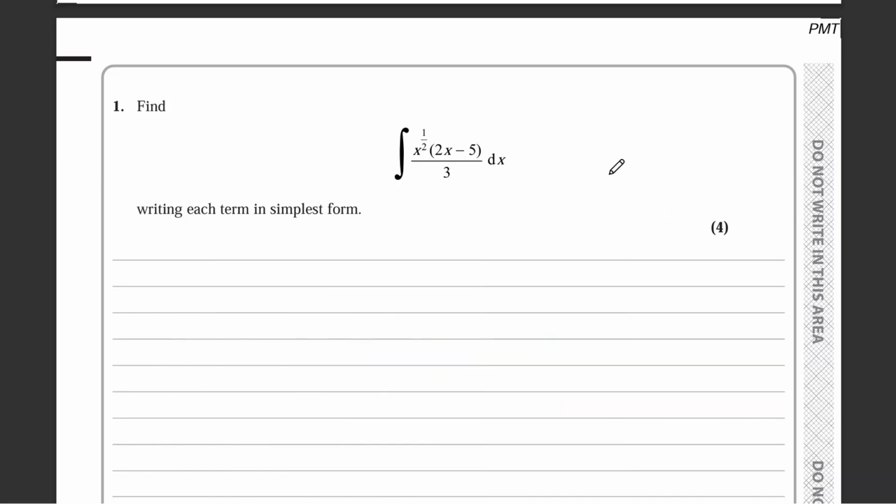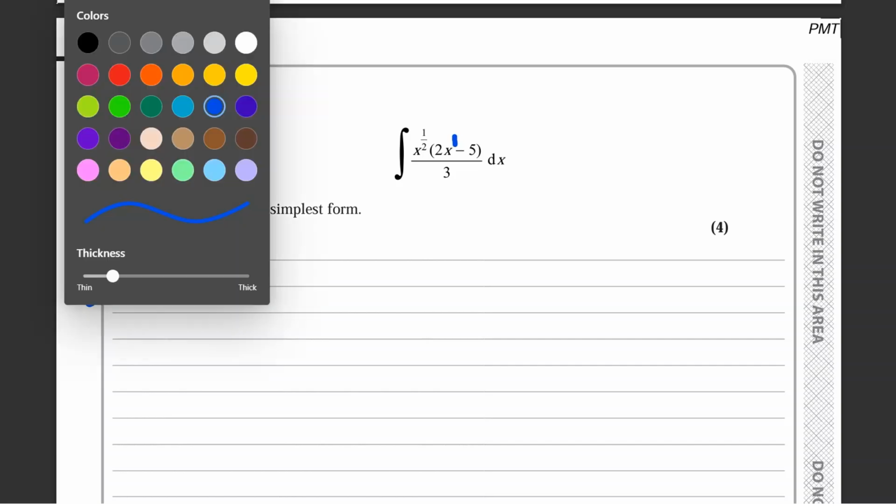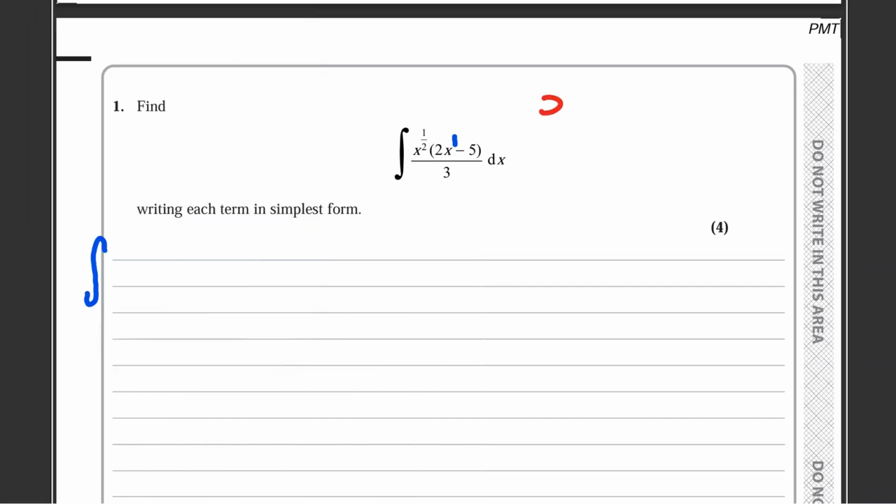The reason that this is just year 1 integration is because in the numerator here we have x to the power of a half multiplied by 2x minus 5. So what we can do is expand this bracket. So we have x to the power of a half multiplied by 2x. Now remember, 2x is actually 2x to the power of 1. And remember your indices laws. If you have two powers multiplied together, so x to the power of a multiplied by x to the power of b, you add the powers. So this is equal to x to the power of a plus b.